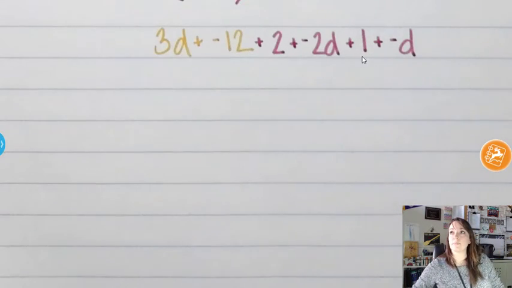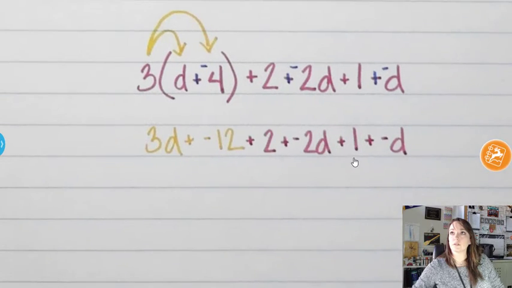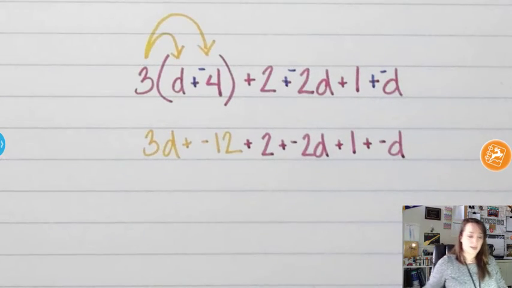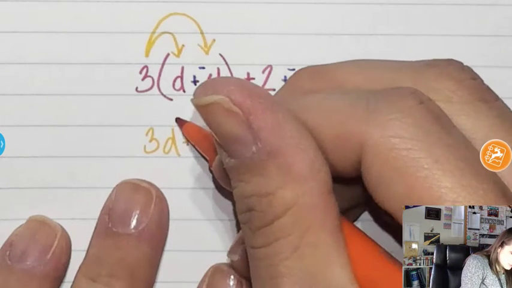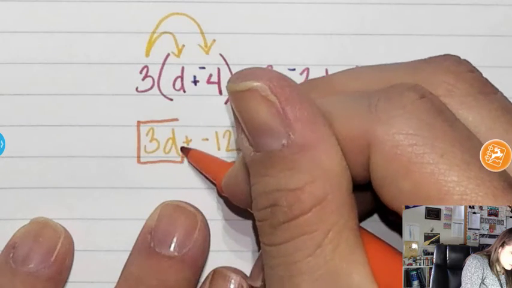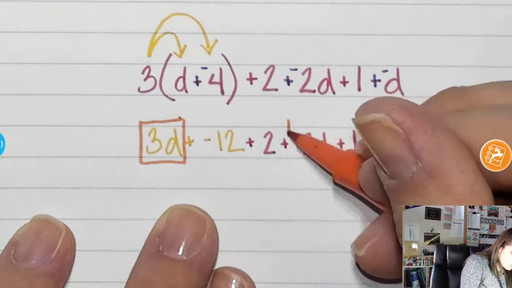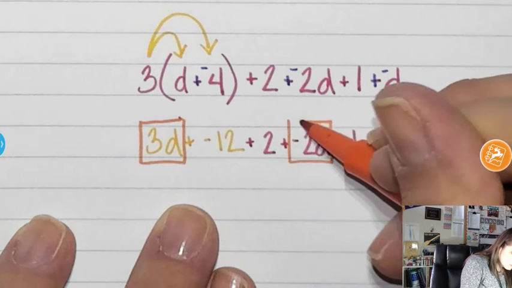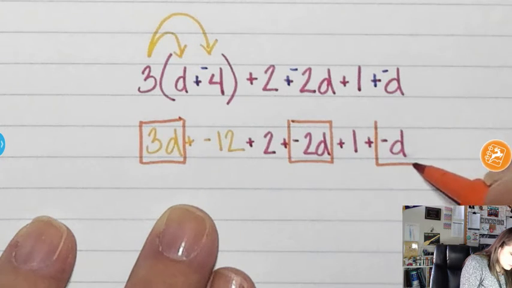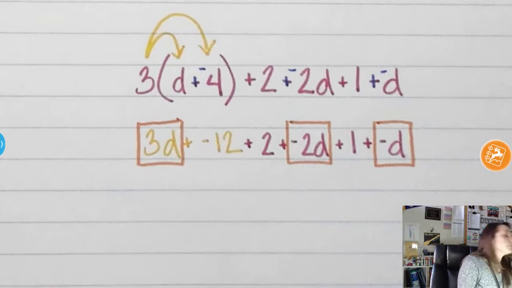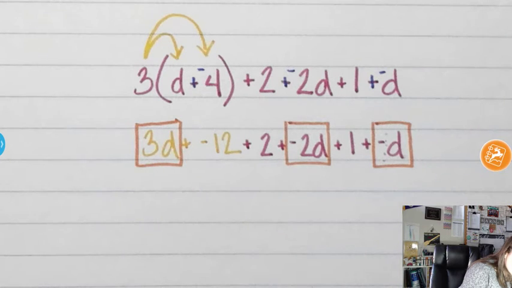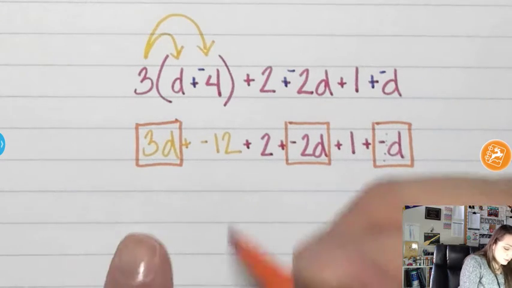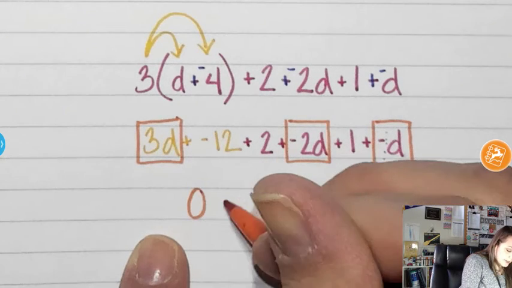Okay, what's step 3? Combine variables. How many times do you see the letter D? 3. So I've got 3D here. I'm going to put a box around my variables. 3D, a negative 2D, and a negative D. Negative D means like negative 1D, correct. There's a 1 here. So how many is that? 0. So we have 0. They all canceled each other out. That is a 0D.